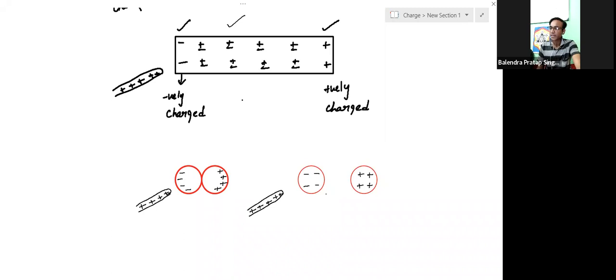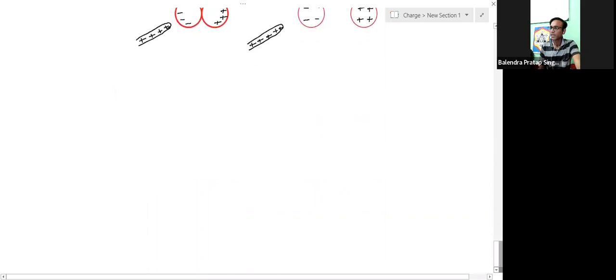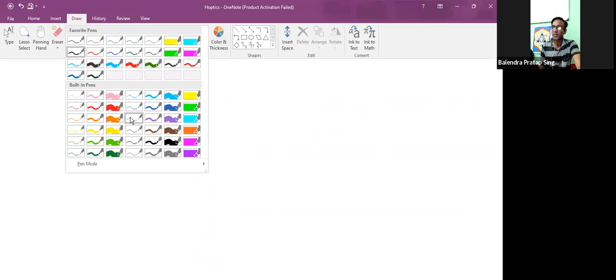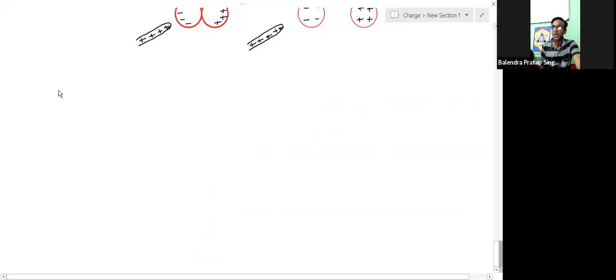Okay. So now the last method which I'm going to tell you is charging by friction. The next part I'm going to show is charging by friction. Charging by friction is quite easy.